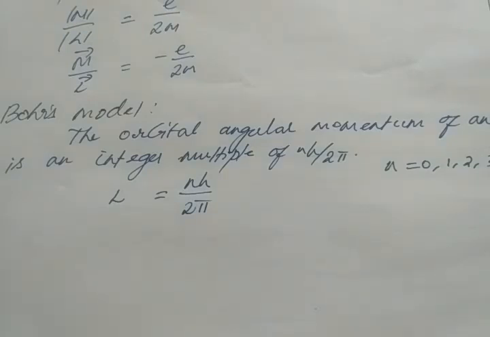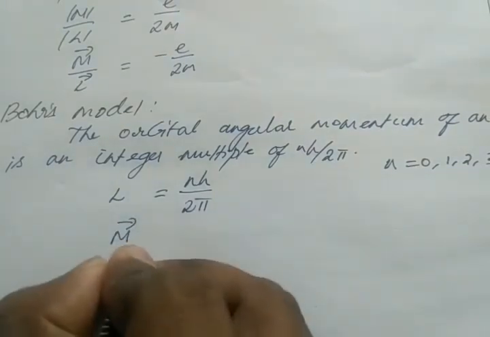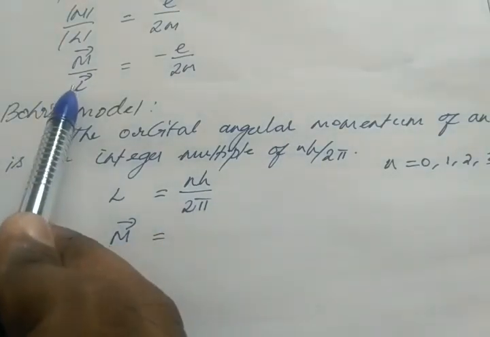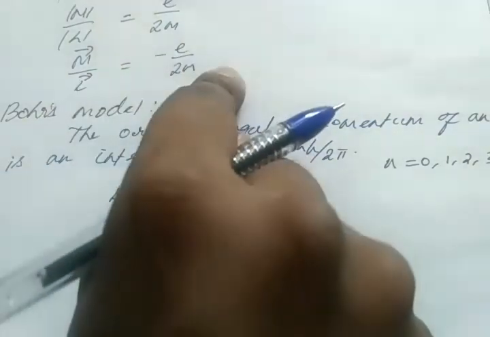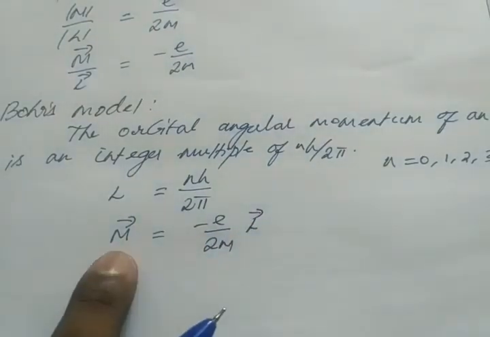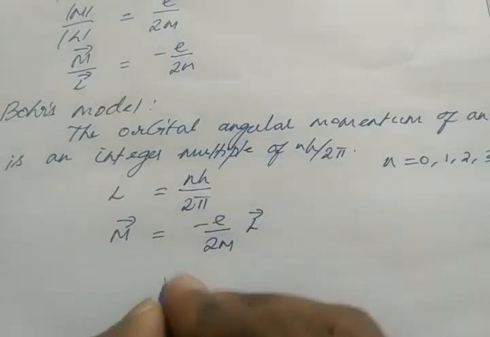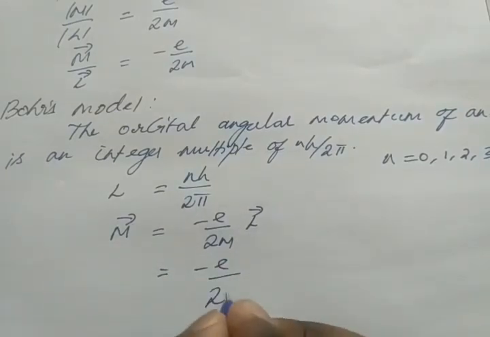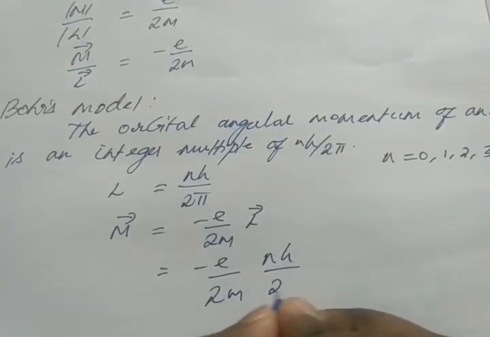By using this ratio, M by L ratio, I can write M equal to, from this equation, minus E by 2m. This L goes to the right hand side of the equation, so it becomes multiplication into L. So M equals minus E by 2m into L. What is the L value which we found here? Instead of L, I substitute this value, nh by 2 pi.